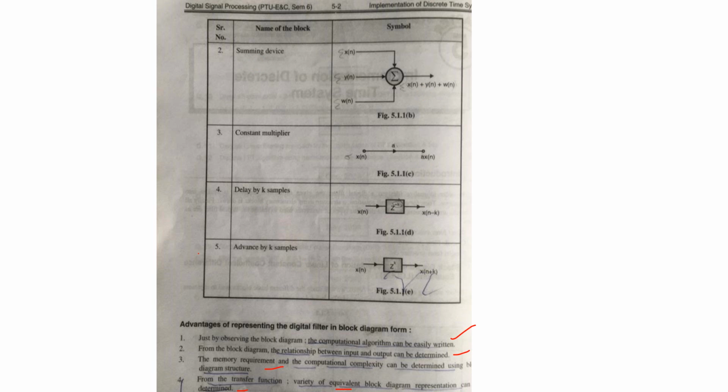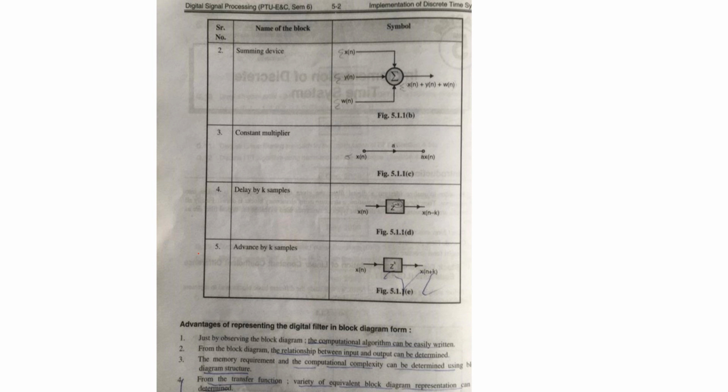Now what are the advantages of this block diagram? From the equation it is difficult to understand the structure, but from the block diagram you can easily understand the structure. First, the complexity of the structure is less. The first point given is that just by observing the block diagram, the computational algorithm can be easily written. Clear?